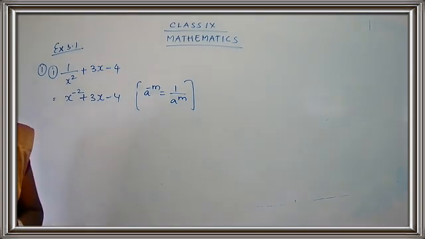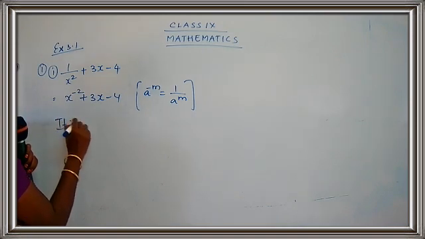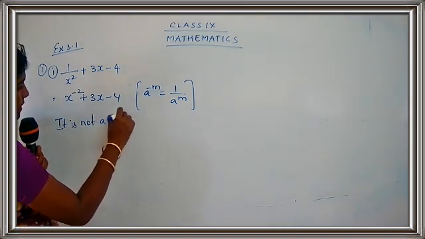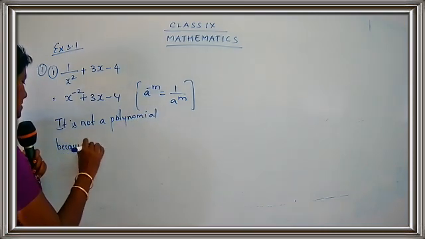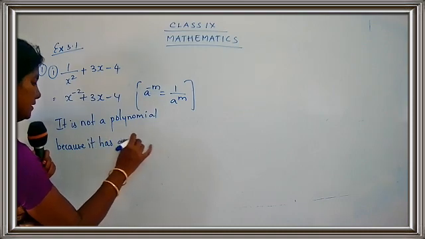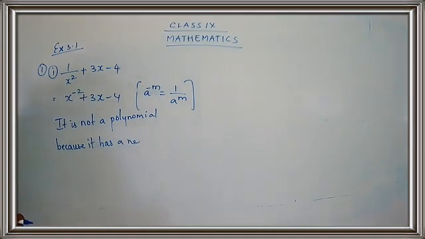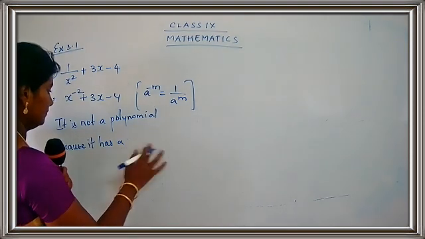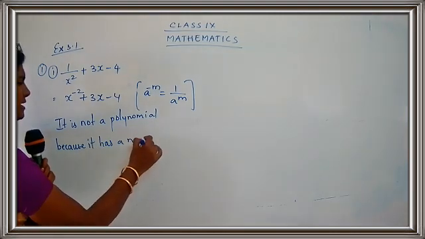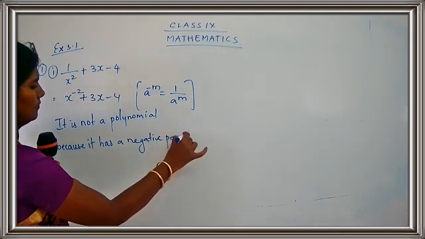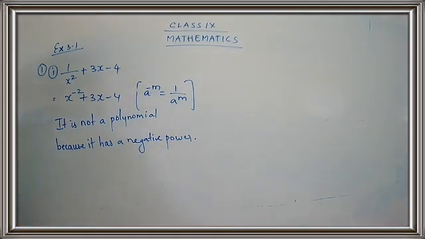So just mention here the reason: it is not a polynomial because it has a negative power. So what about the power? The power is negative. Since the power is negative, you cannot say this is a polynomial. Okay, children.